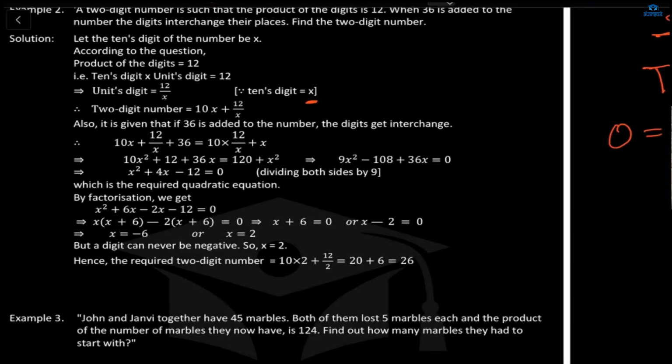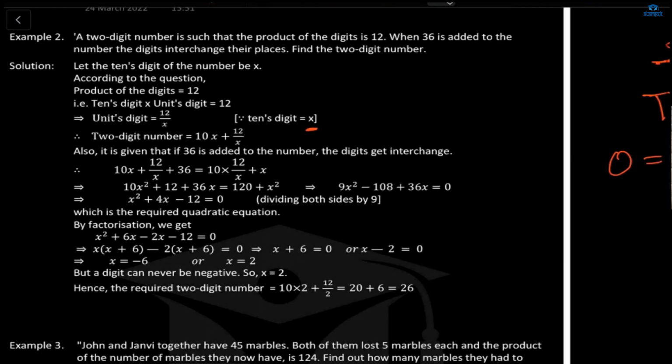Okay, so the 2-digit number will be 10x plus 12 by x. Why 10x? Because it is a tens digit number, so it will be 10x plus 12 by x. Now, according to the given condition, if you are going to add 36 to this number, then the digits are going to interchange their places. So you are going to form the equation here.